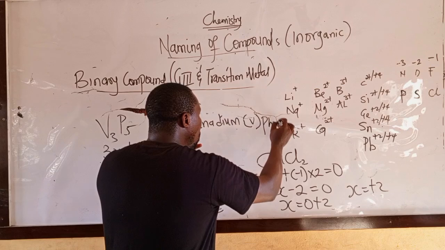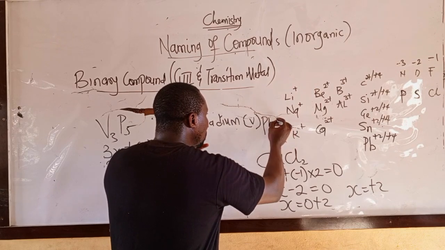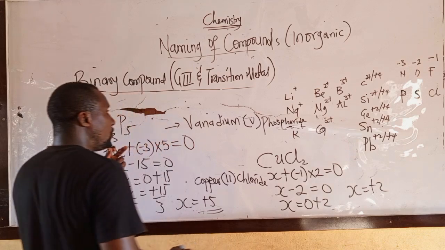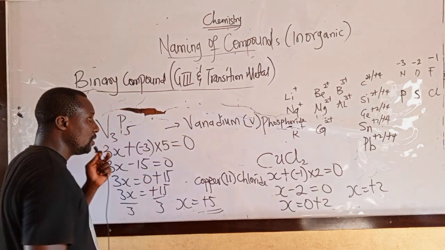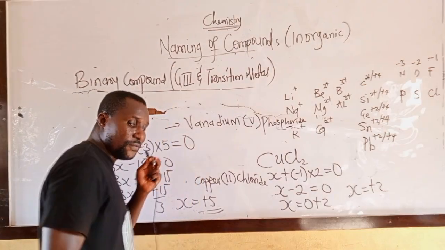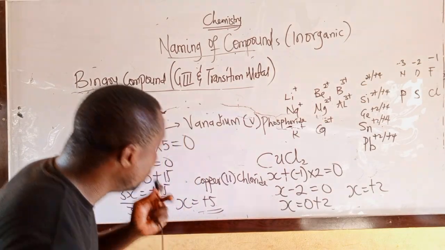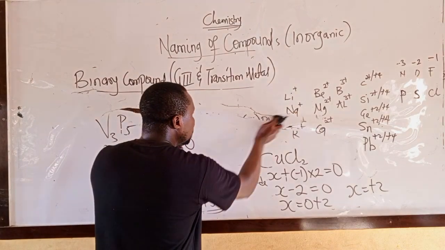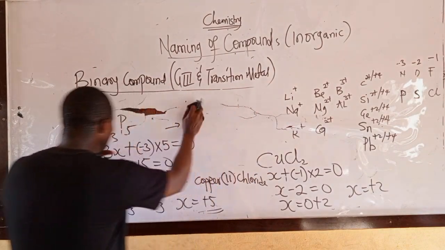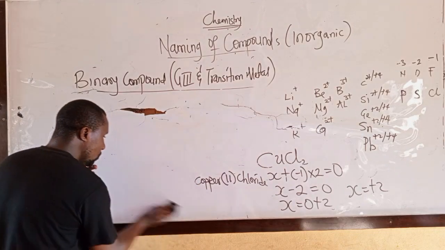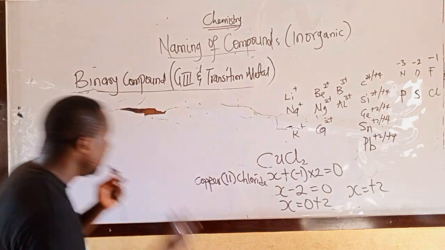Phosphide. I'm sorry, phosphide. It's phosphorus, so vanadium(V) phosphide. Please take note. Vanadium(V) phosphide. Take note of that. Vanadium(V) phosphide. Look at this one. Look at this.